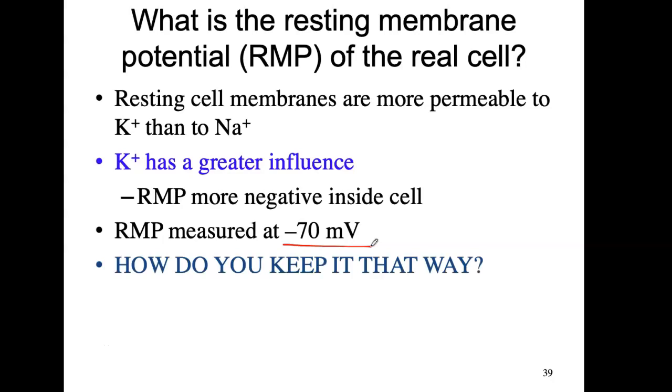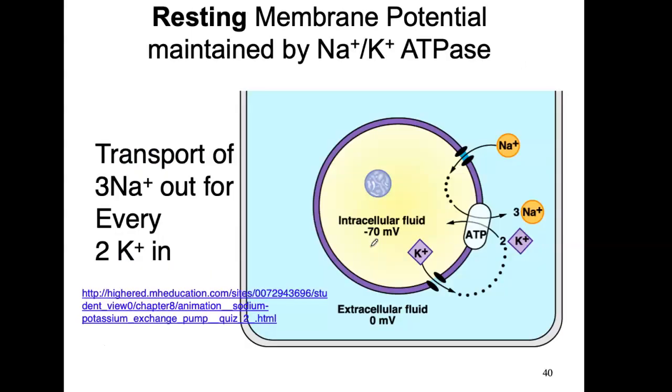Well, how do you keep it that way? You don't want it to equilibrate, correct? Well, this is maintained by the sodium-potassium pump. So in order to keep it that way, you're going to be sure that if sodium were to come in, we need to pump it back out again. And if potassium were to go out, we're going to pump it back in. And this takes ATP. This is the classic sodium-potassium pump.